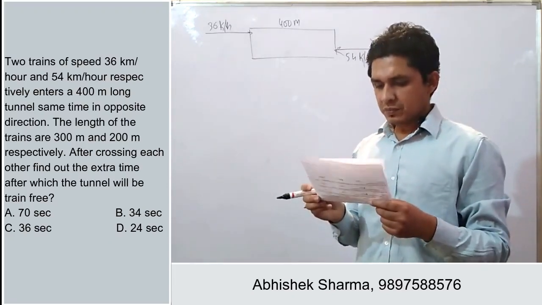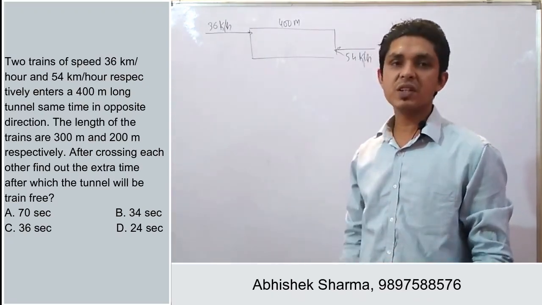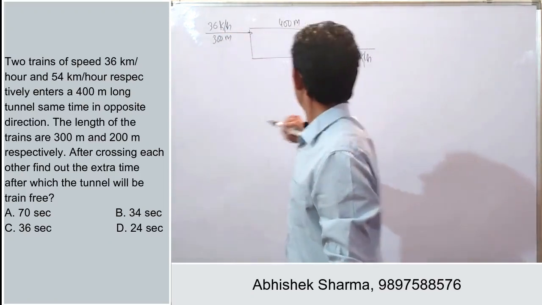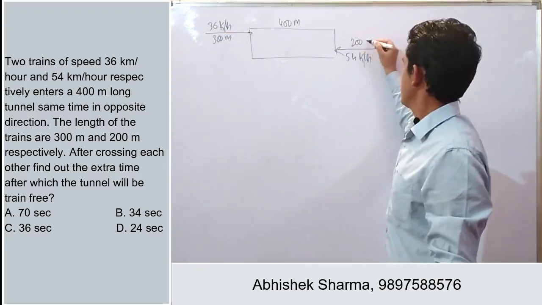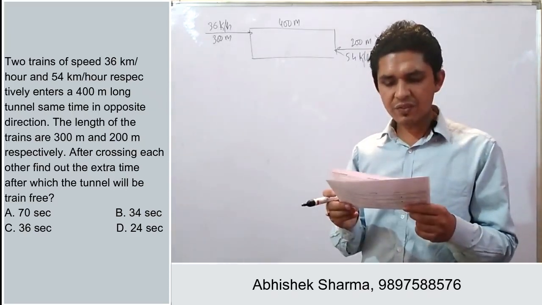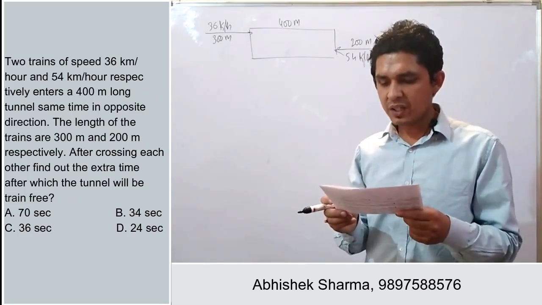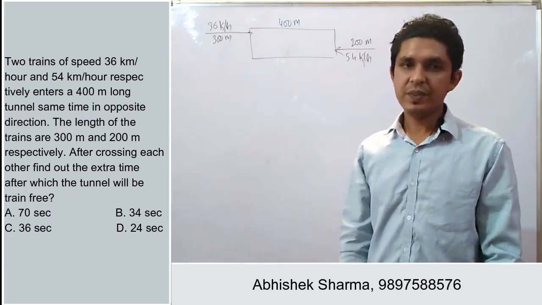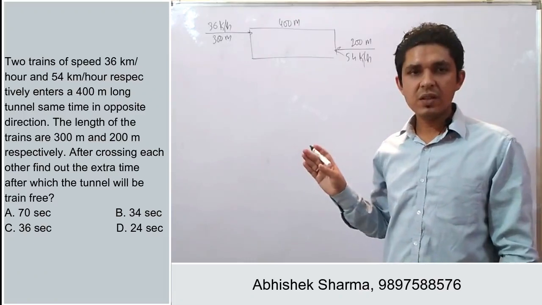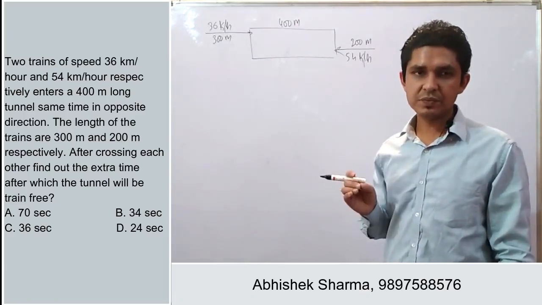Okay, the lengths of the trains are 300 meter and 200 meter respectively. That means the length of this train is 300 meter and the length of this train is 200 meter respectively. Okay, further, after crossing each other, find out the extra time after which the tunnel will be train free. So in the question we have to find out, after crossing each other, what will be the extra time after which the tunnel will be train free.